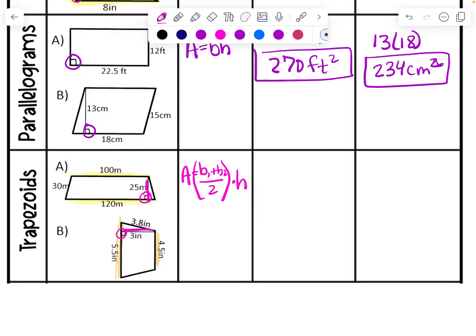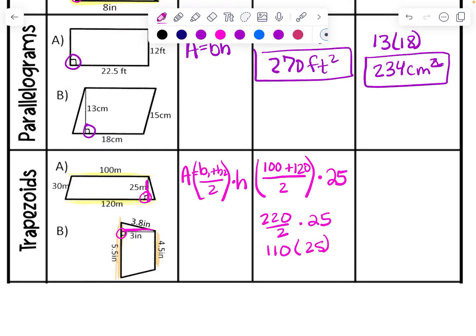We know those are the bases because they're opposite and parallel. Then we'll divide them by 2 because we want to average them, and then multiply by the height with 25. We're not going to use the 30 at all. It's not one of the bases and it's not the height. So we're going to do 100 plus 120, which gives us 220. And then 220 divided by 2 is 110. And then I'm going to do 110 times 25. I'll just do that in my calculator, and I get 2,750 meters squared.